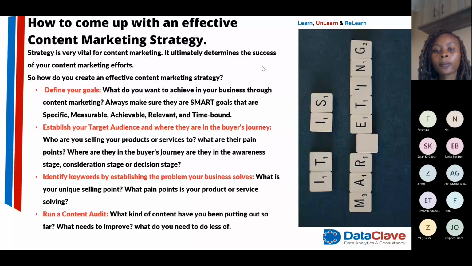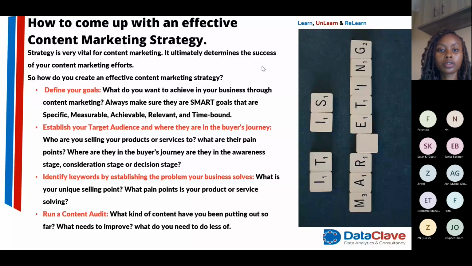So how do you create an effective content marketing strategy? First of all, you must define your goals. What do you want your content to do for you or for your business? What is the aim of this content in regards to your business and the goals you have for your business? You must define all your goals, especially in relation to digital marketing. We have business goals and we also have digital marketing goals, and the two must always relate. They must always intertwine in one way or another.